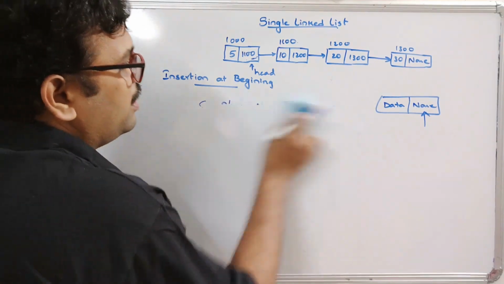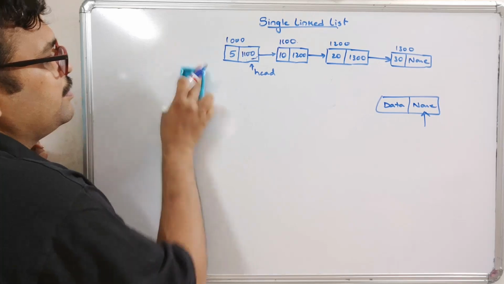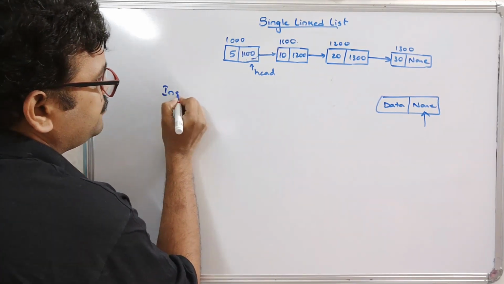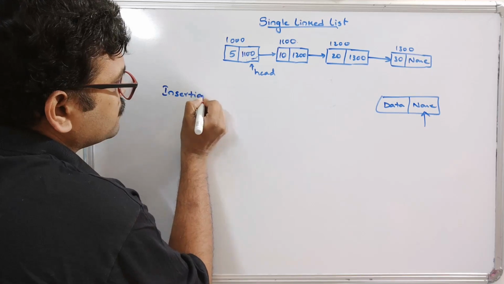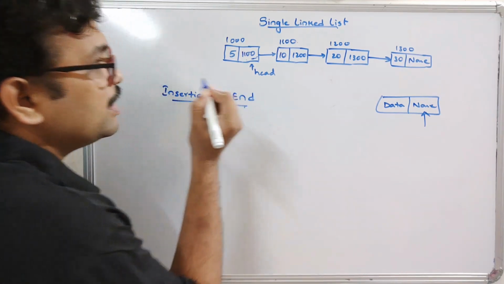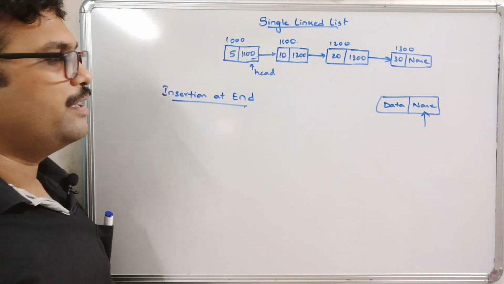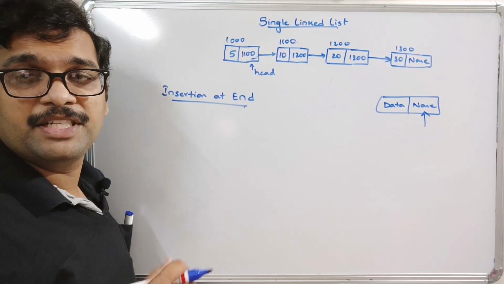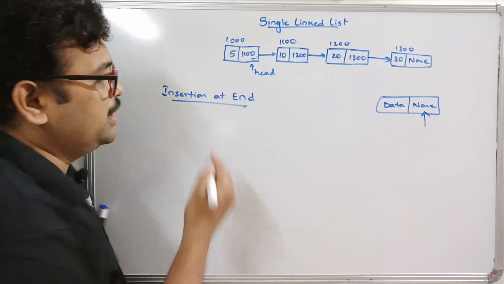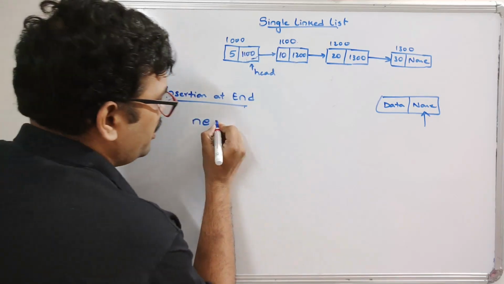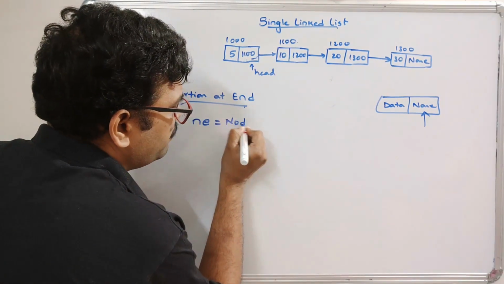And now we'll see how to insert the element, insertion at end. Insertion at end. So here also, first of all, we need to get the data. That means we have to create a new node. So NE, that is a node at end. Okay, NE is equal to create some data.